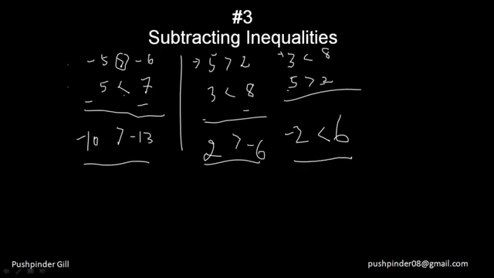Again you get an inequality which is true. So whenever you're planning to subtract inequalities, the signs have to be opposite and you're going to keep the sign of the top one, right?